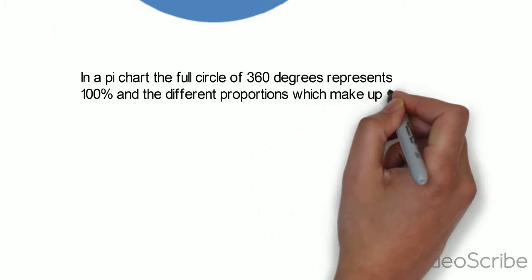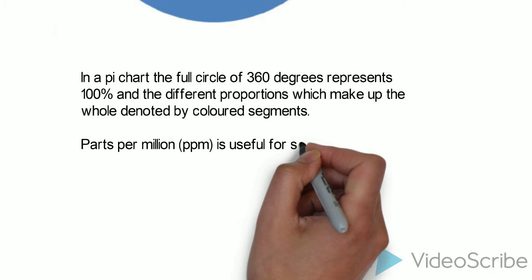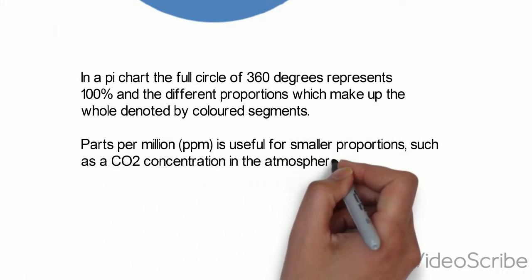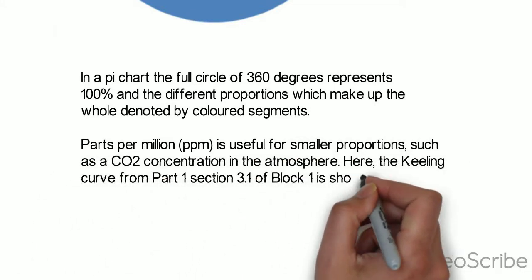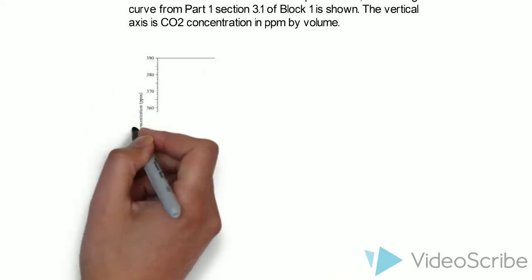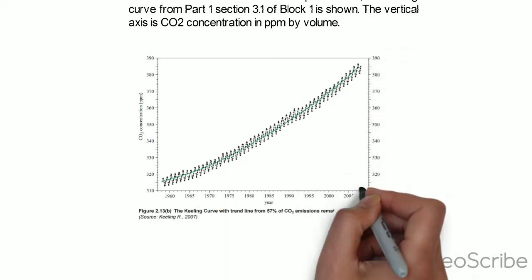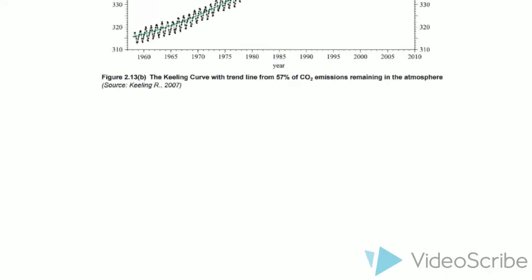Parts per million, ppm, is useful for smaller proportions, such as a carbon dioxide concentration in the atmosphere. Here, the Keeling curve from Part 1, Section 3.1 of Block 1 is shown. The vertical axis is carbon dioxide concentration in parts per million by volume.